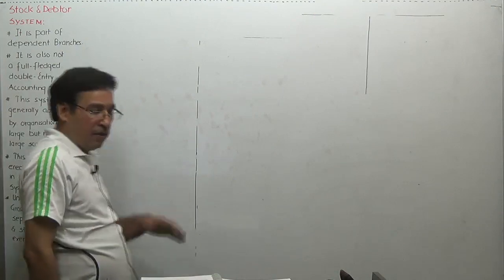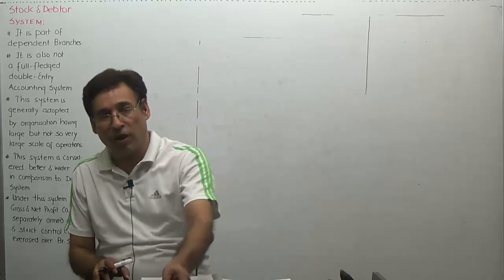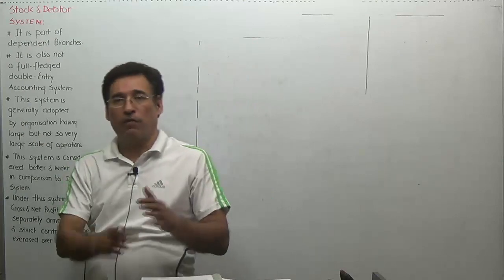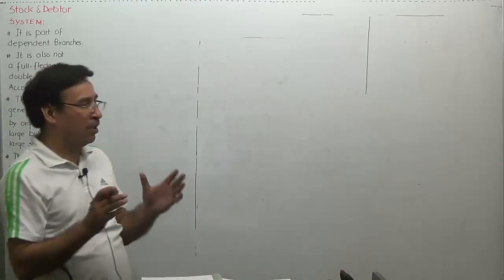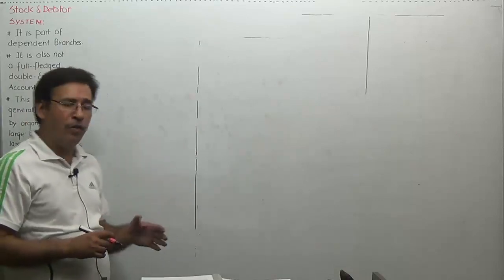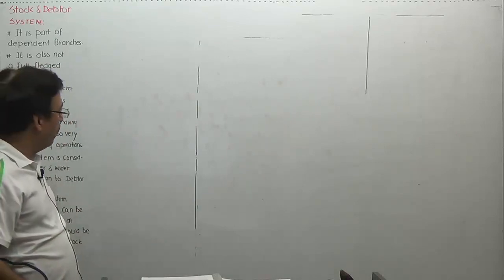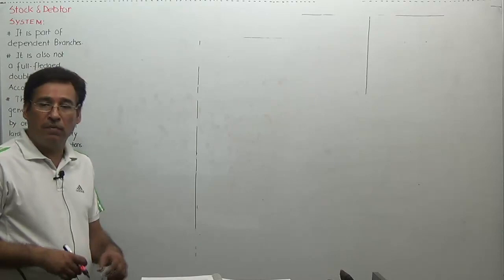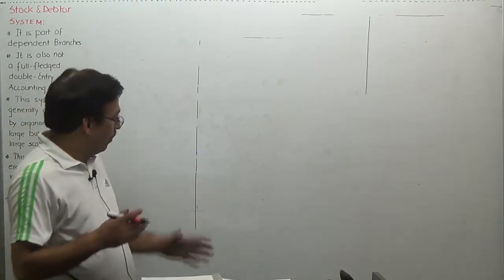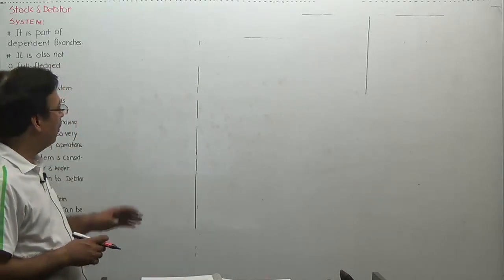So, the stock and debtors system, as the name suggests, is a pretty wide system in comparison to the system which we did a while ago. Under this system, both gross and net profit can be separately arrived at, and this luxury was not possible in the earlier method, where we were able to compute only the net profit. Another advantage under this system is that we are able to exercise strict control over branch stock, which we are going to see later in a short while.